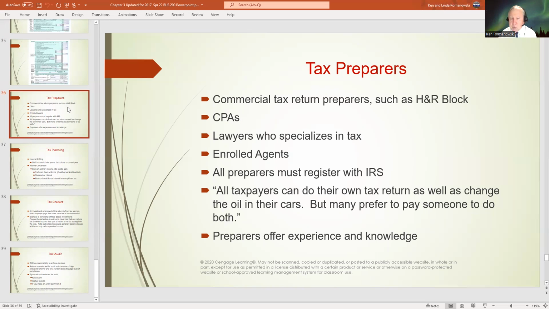Anybody who is a tax preparer must register with the Internal Revenue Service. They want to make sure that they've got control over who is providing you advice and whether or not they are legitimate. Now, all taxpayers can do their own tax returns as well as change the oil in their cars, but many prefer to pay someone to do both. Years ago, I used to change the oil in my car. I don't do that anymore. I use TurboTax for my taxes. I don't do a paper form anymore.